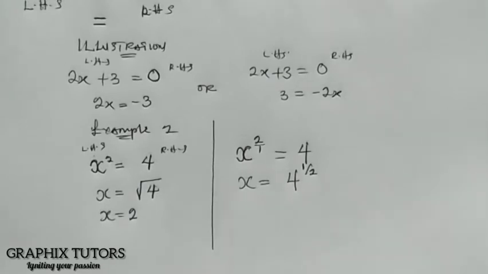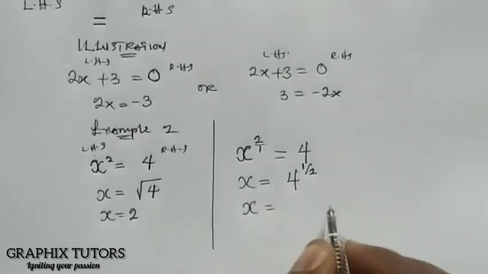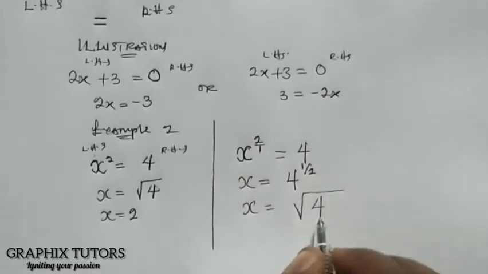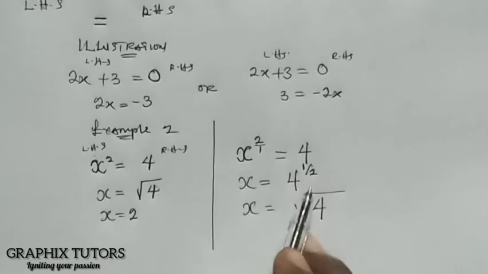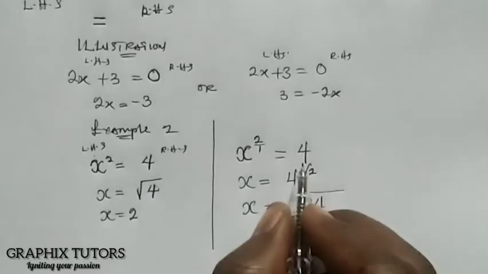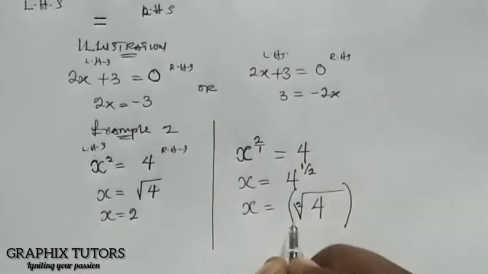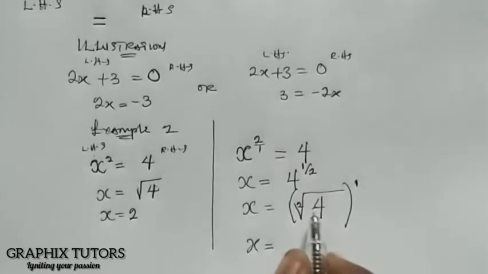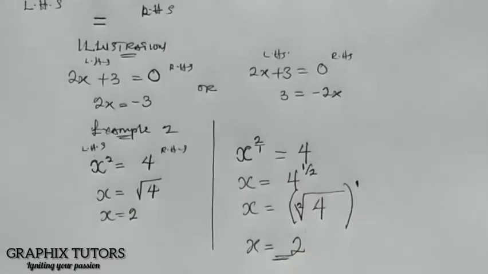Are we good? And when you have a fraction as a power, you just introduce a root sign. You put your 4, the base, inside. Whatever is under here will be inside here, and whatever is up here will just be up here. So my x will now be equal to the square root of 4, which is 2, because this means what you multiply 2 times will give you 4. And that will be 2 raised to power 1, which is 2. That's what's actually happening.